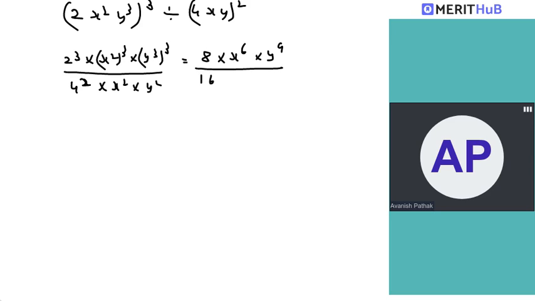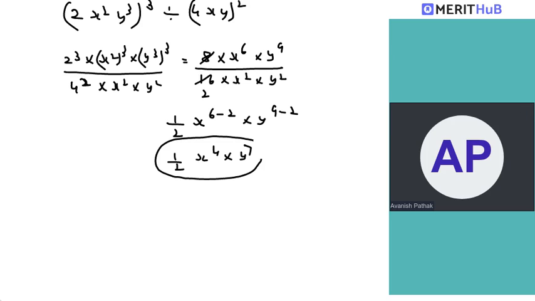And that's divided by 16 into x square into y square. So we can cancel this out. So that's 2. So we can write it as half, and that's x to the power of 6 minus 2 into y to the power of 9 minus 2. So the answer has to be half into x to the power 4 into y to the power 7. So that's the final answer.